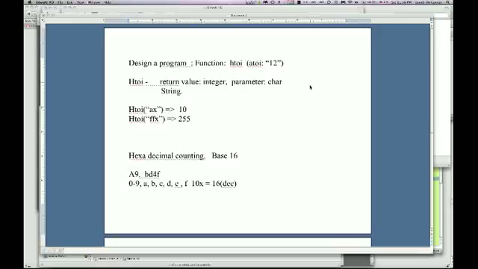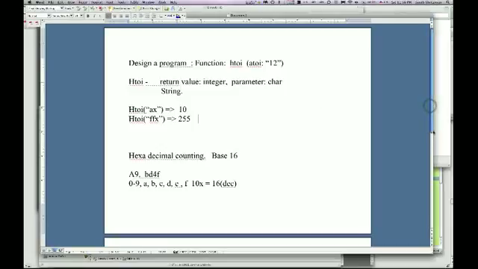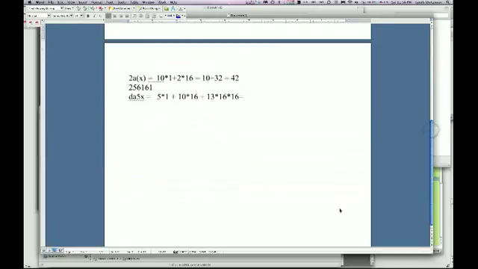Okay, so now we're back to designing our H2I program or function, and let's start. Okay, so what we need to do, the first thing, is we need to make sure that the input to the function is good. What does it mean?